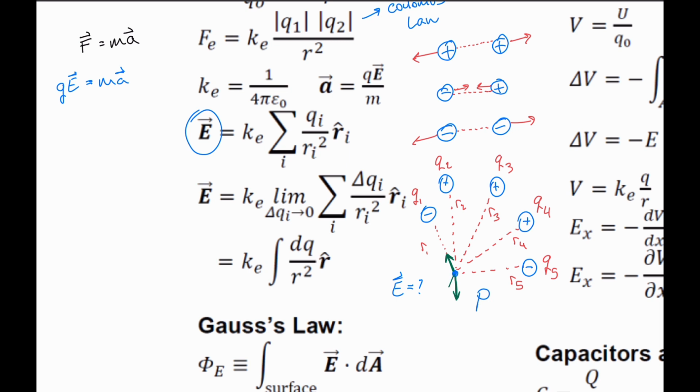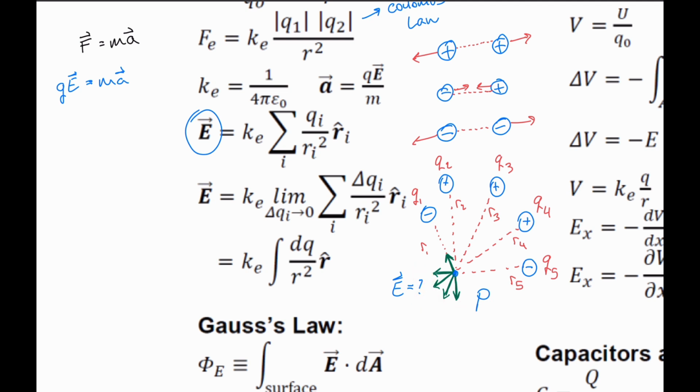We have this one here. We have this one here. And we have this final one here. All of these are vectors. They are vectors of the electric field. You can call it maybe E1. Maybe this one will be E2. Maybe this one will be E3, E4, E5.